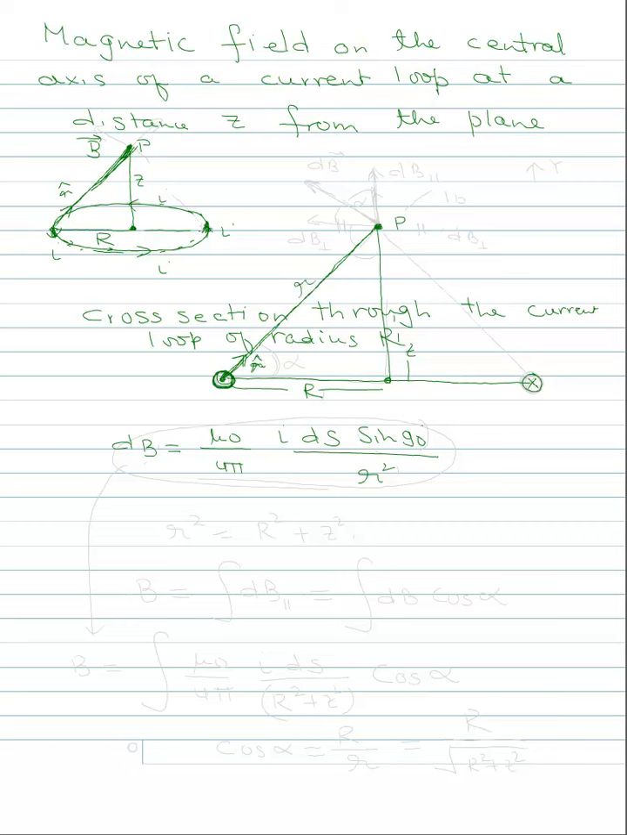Now I hope that you can also see that this r can be written in terms of this R and the z like this. You can say that r squared is equal to R squared plus z squared, from that right angle triangle.